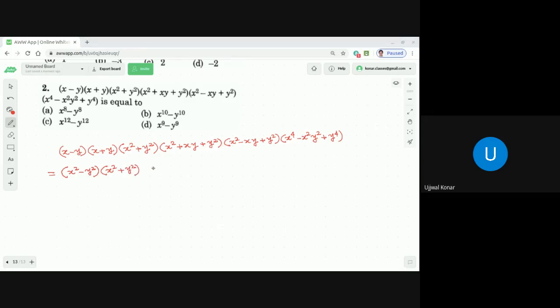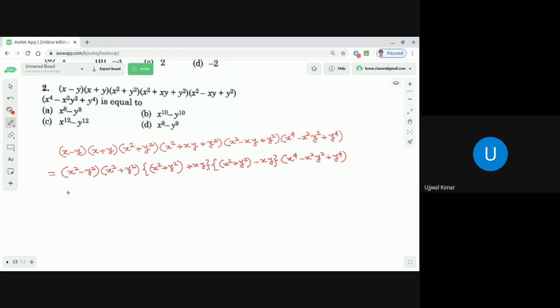x square plus y square. Then what we get? x square plus y square plus xy. So now I'm writing it in this way: x square plus y square plus xy. And the next term, x square minus xy plus y square, as x square plus y square minus xy. And whatever is there as the next term, x power 4 minus x square y square plus y to the power 4.